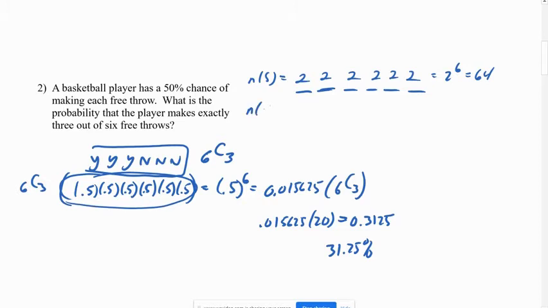The number of ways to have success is 6 choose 3, which we said is 20. And so the probability of event A happening is 20 divided by 64. And that turns out to be 31.25% also.